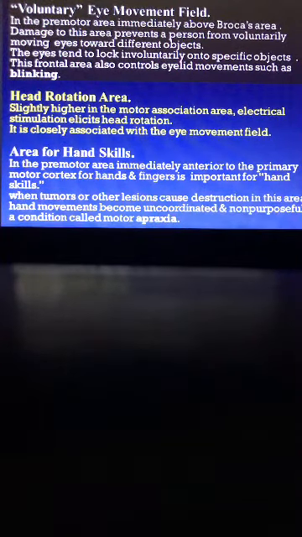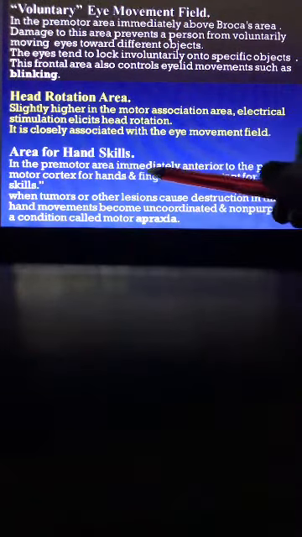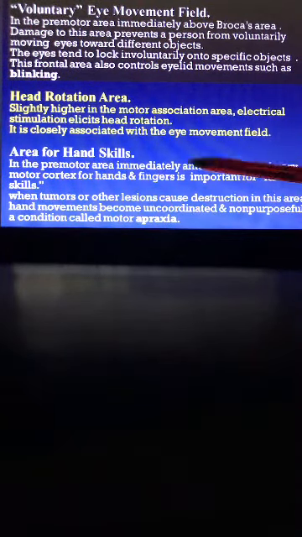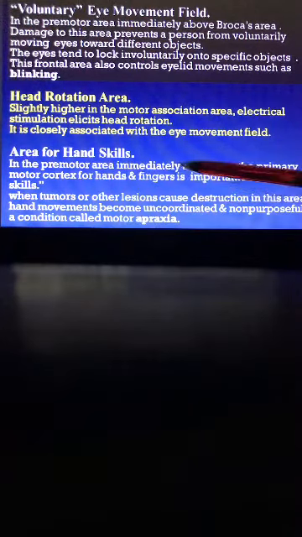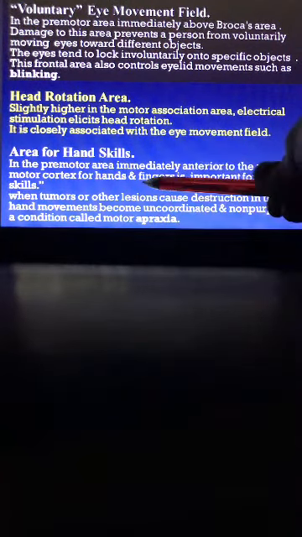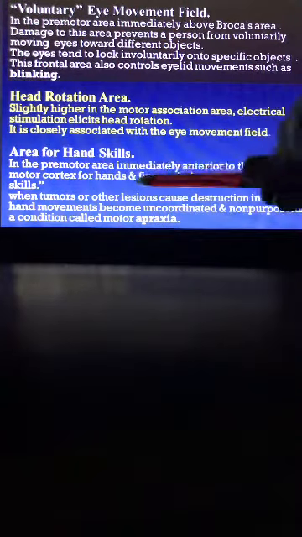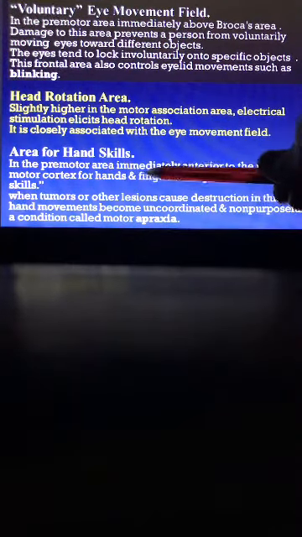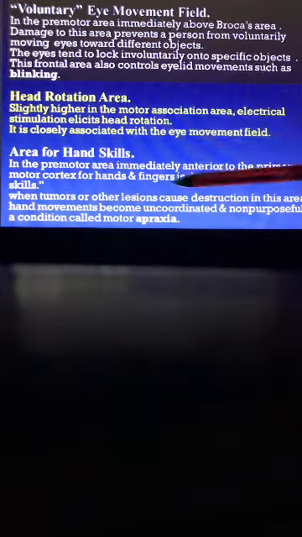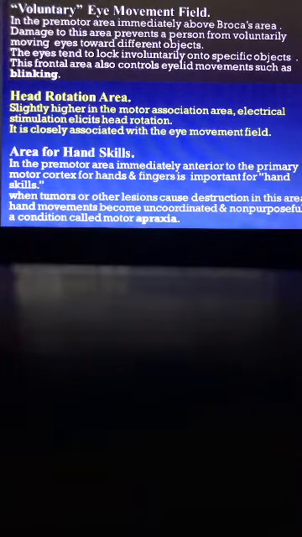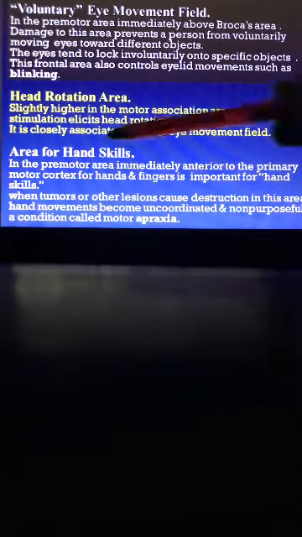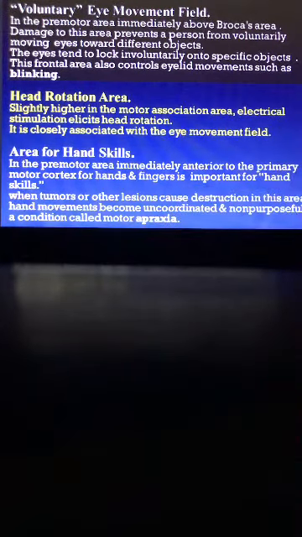And area for hand skills in the premotor area also, immediately anterior to the primary motor cortex for hands and fingers، يعني المنطقة المسؤولة عن الهاند والفينجرز بالبريموتور اريا، البرايمري موتور كورتكس مباشرة أمامها بالبريموتور اريا for hand skills. When tumor or other lesions cause destruction in this area, hand movements become uncoordinated and non-purposeful، وهذه الحالة نسميها أبراكسيا.